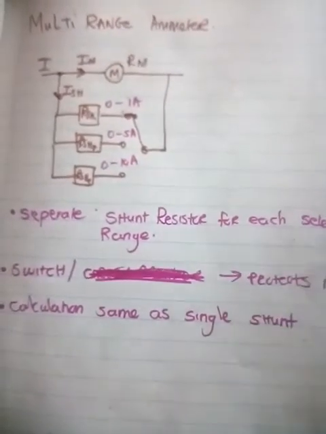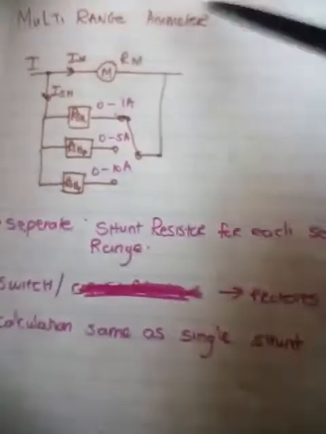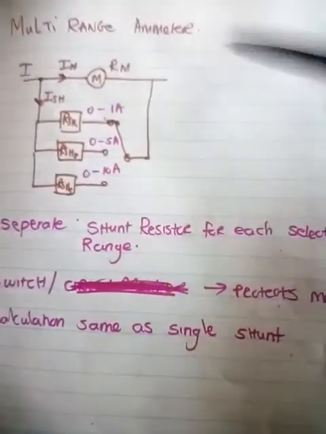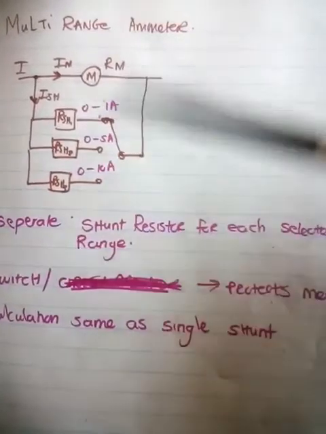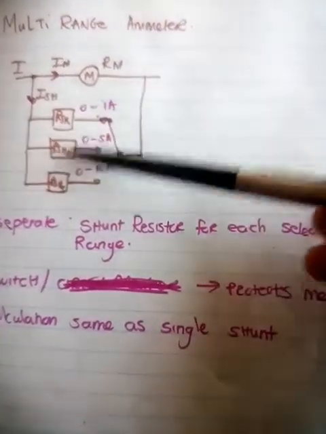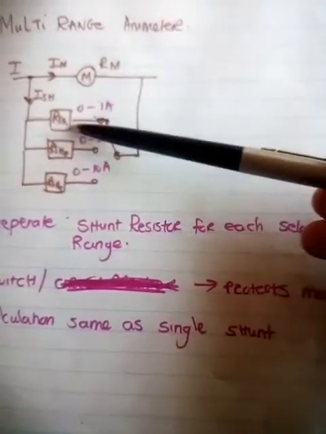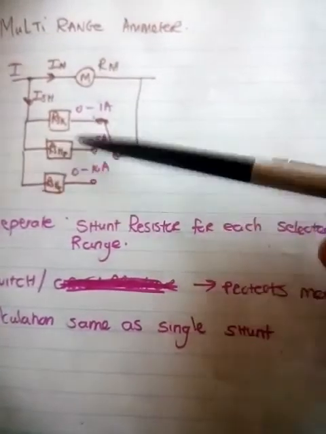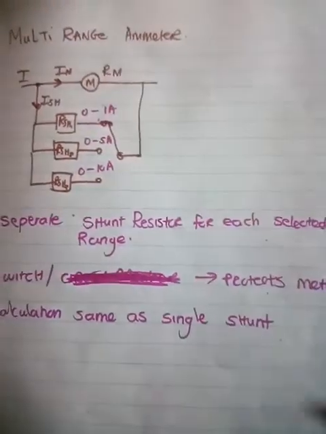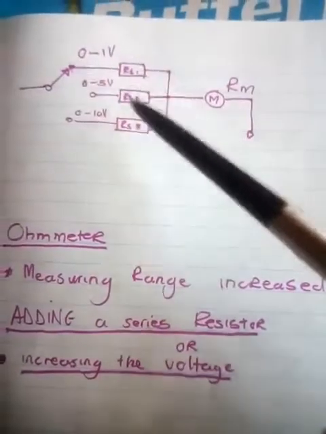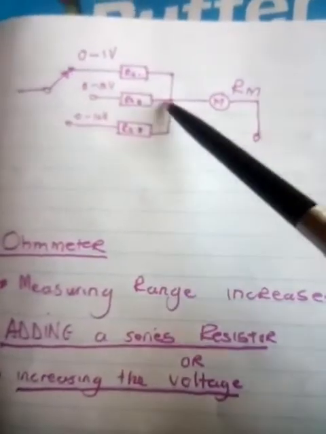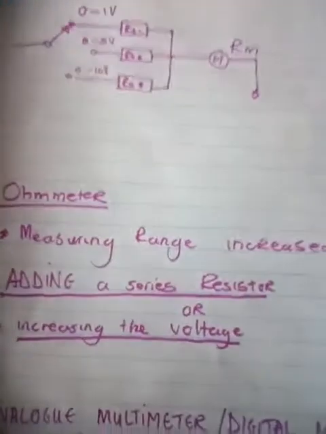So for the voltmeter and the ammeter, when it comes to multi-range, you just have to add multiple resistors. For the ammeter, multiple resistors in parallel, and you work out the calculation separately, the same. Obviously you're going to add it all together separately. For the voltmeter the same: each one gets its own resistor, and your calculation is exactly the same.